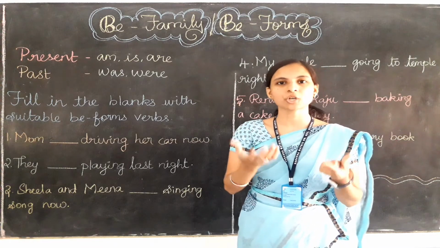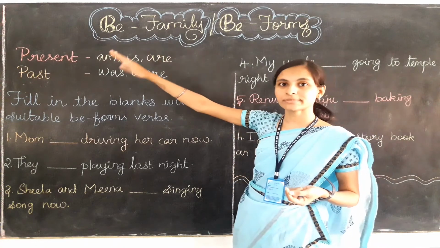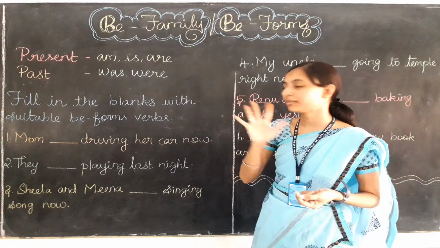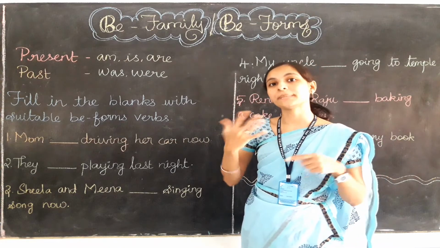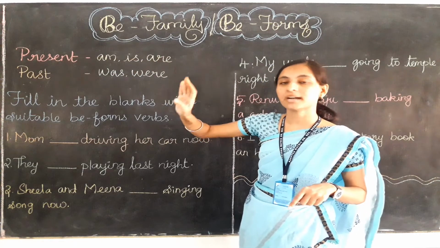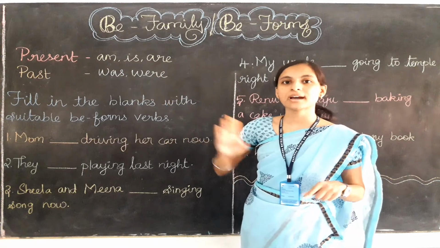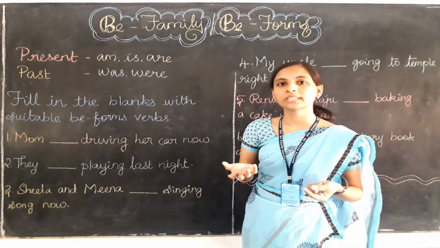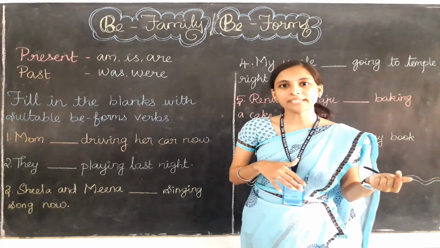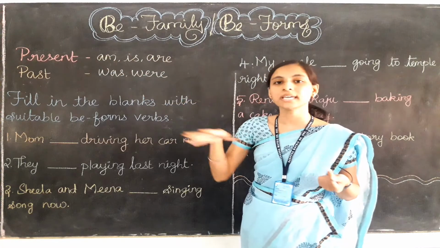Before that, let me give you a short recap on B family or B form verbs. B family verbs or B form verbs are am, is, are, was, were. These five verbs are the B family verbs. Am, is, are are the present time verbs, used to talk about present time events, and was, were are the past time verbs, used to talk about actions that have already been completed. So remember that am, is, are are the present time verbs and was, were are the past time verbs.